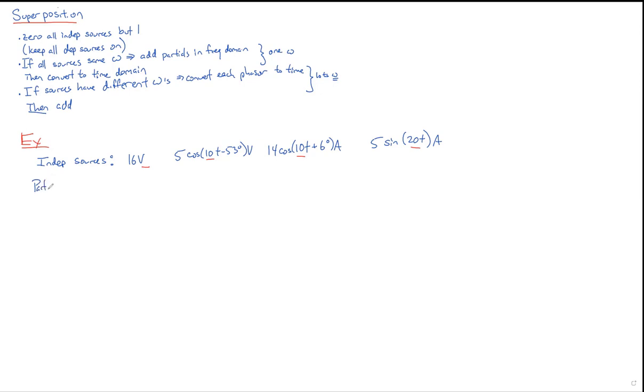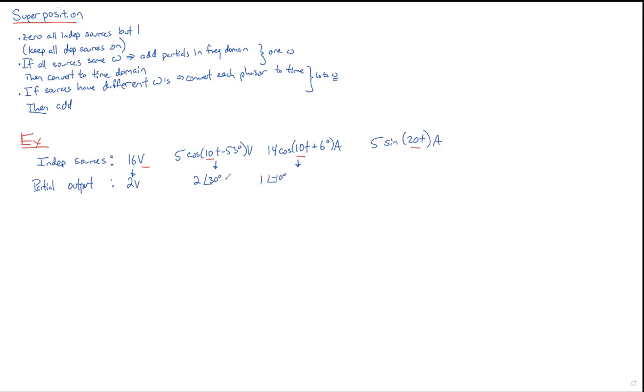Each of these independent sources will give rise to a partial output. When you examine just the effects of the 16-volt source, everything else gets zeroed. So this voltage source will look like a short, this will look like an open, and this will look like an open. And let's say that the 16-volt source gave a partial output of 2 volts. You'd have to analyze the circuit to figure that out. Let's say this 5-volt cosine source gave, in the frequency domain, this partial. Let's say this one gave this partial.